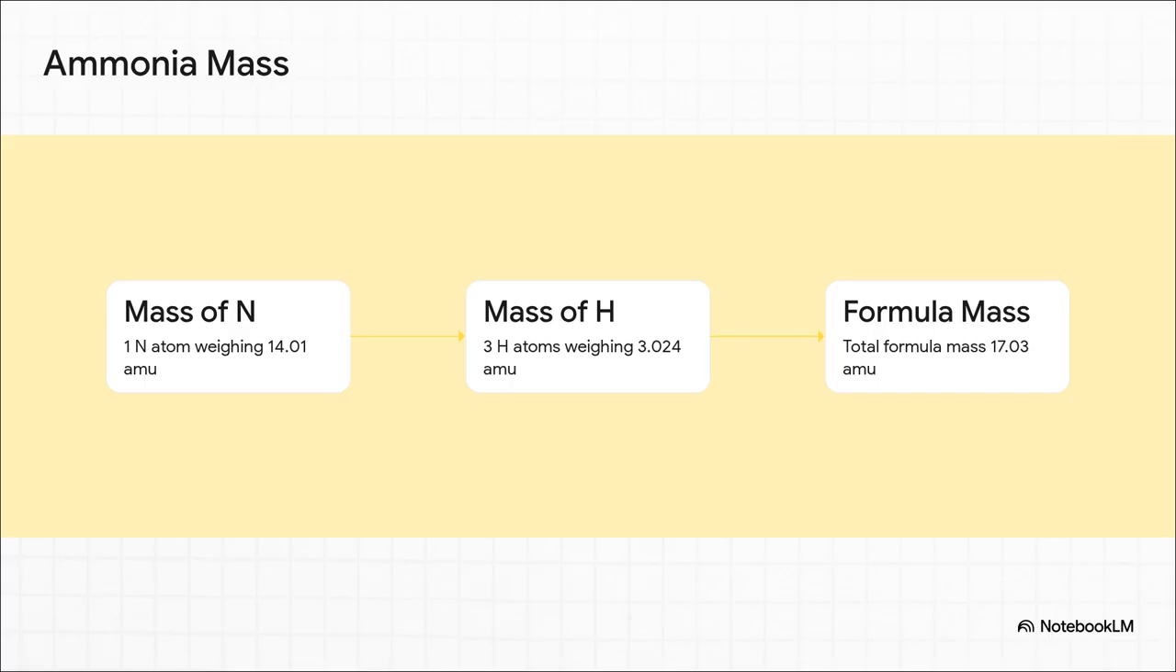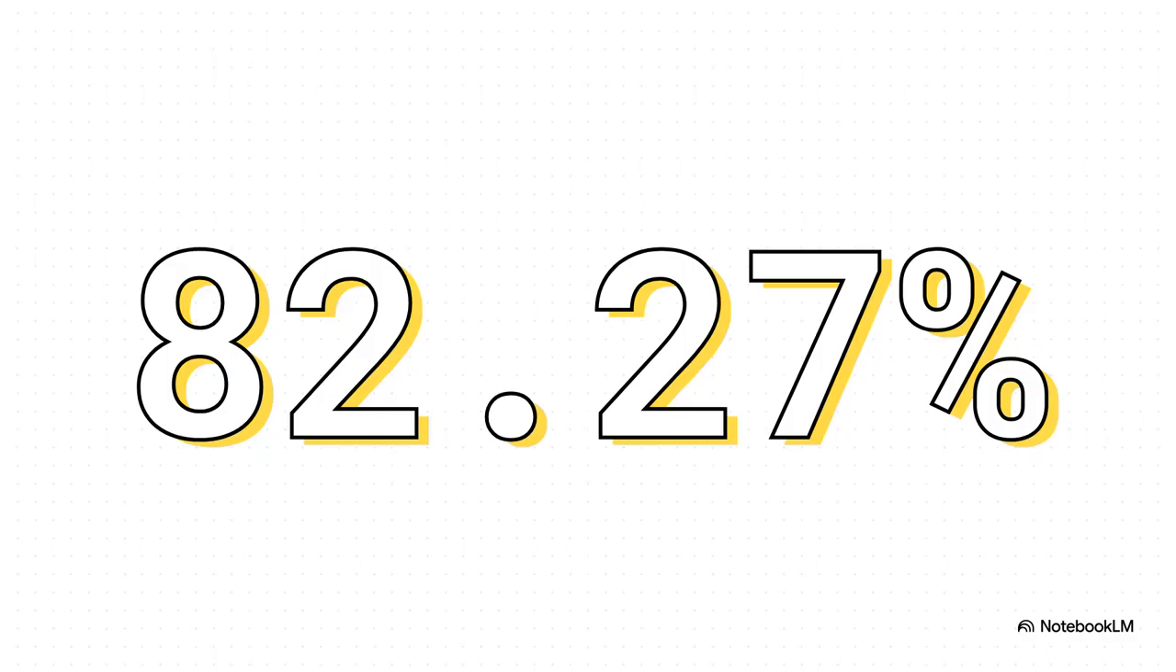Finally, step 3. We take the mass of our target element, the nitrogen, and divide it by that grand total. And here is the payoff. When we do that division, 14.01 divided by 17.03, and then multiply by 100 to get a percentage, we find that ammonia is an incredibly impressive 82.27% nitrogen. To put that into real-world perspective, if our farmer buys 100 pounds of ammonia, they're getting a little over 82 pounds of pure, crop-growing nitrogen. That's a pretty sweet deal.